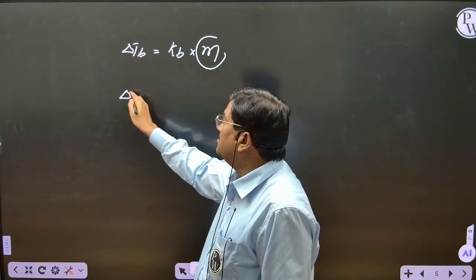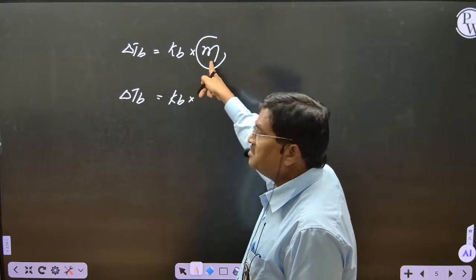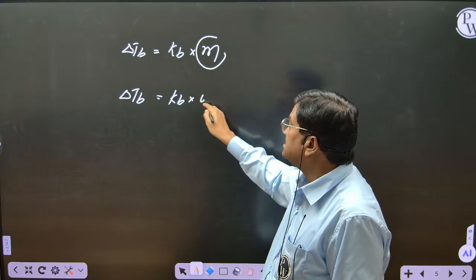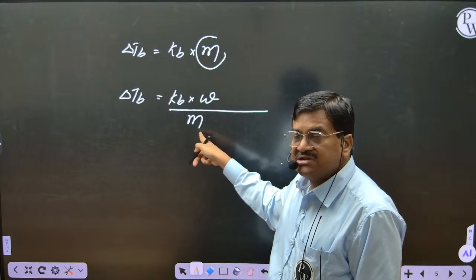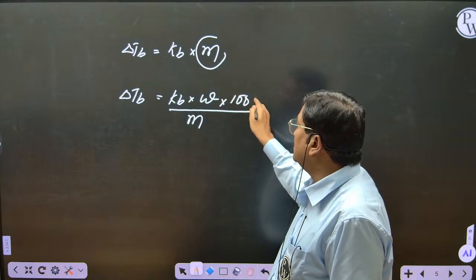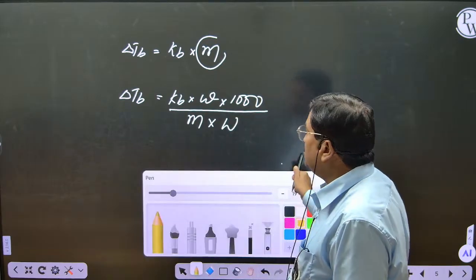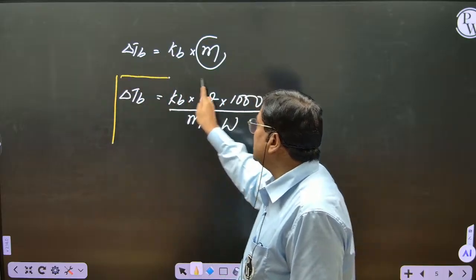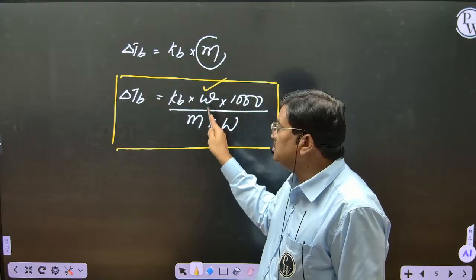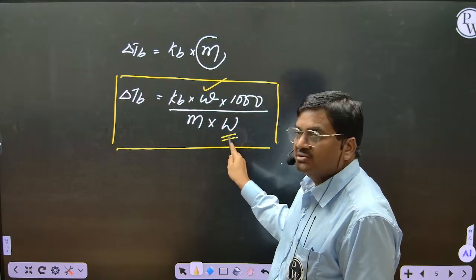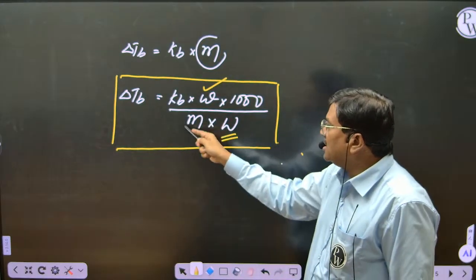So this I can elaborate. See how I am writing, delta TB is equal to Kb into number of moles, which we write as mass by molar mass, that is small w by small m, mass of solute by molar mass of solute into 1000 by weight of solvent. This is the relation. From this relation we get numericals in JEE Mains as well as in NEET. That means in the problem they give you mass of solute and weight of solvent, and they ask you to find boiling point of solution, or they can ask you to find molar mass of solute.